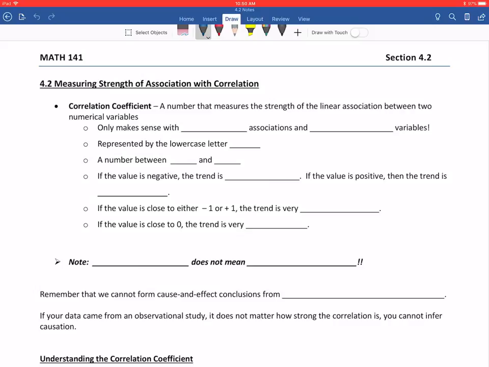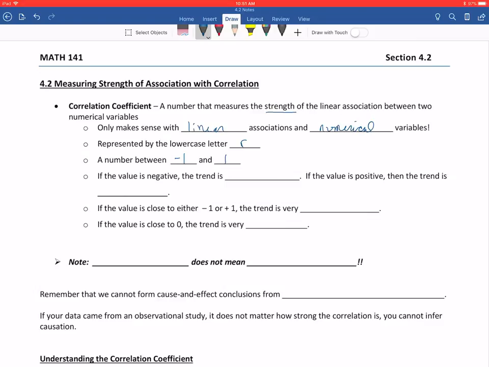Section 4.2, Measuring Strength of Association with Correlation. A correlation coefficient is a number that measures the strength of the linear association between numerical variables. So the key word here is strength. Now, a correlation coefficient only makes sense if you have linear associations and numerical variables. It's represented by the lowercase letter r.